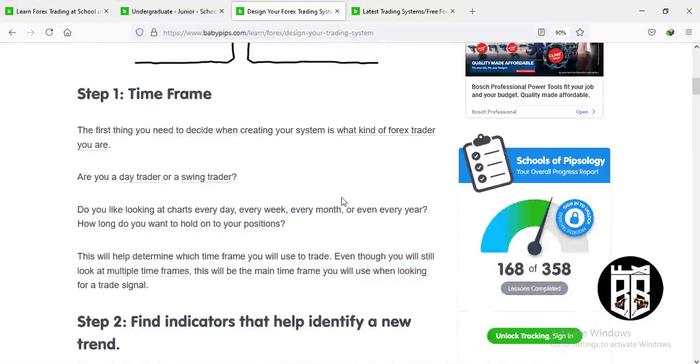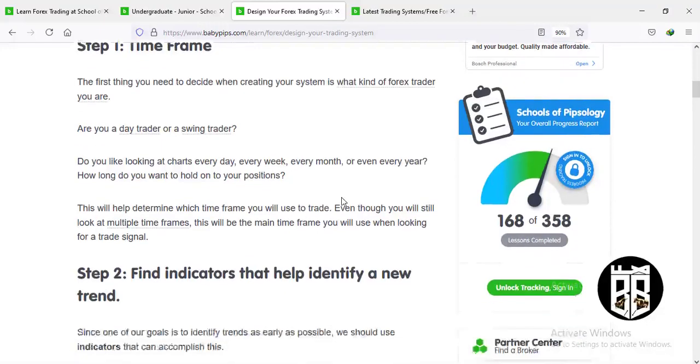The very first one is time frame, so write it down. The very first thing you need to do is decide your time frame. What time frame are you going to trade on? Is it the 1 minute, 5 minutes, 15, 30, 1 hour, 4 hour, daily, weekly, or monthly? So decide your time frame.